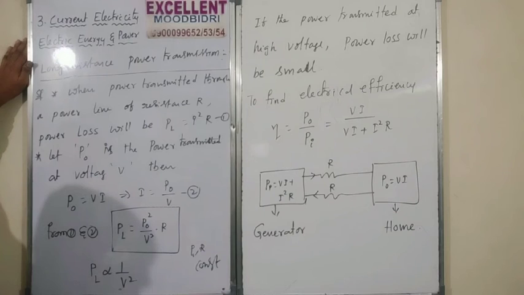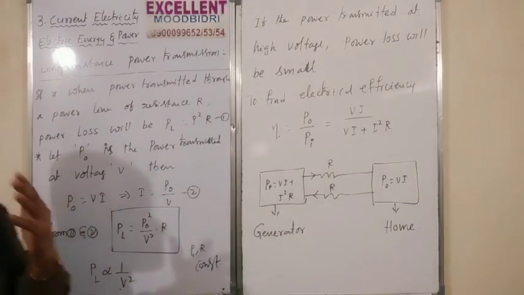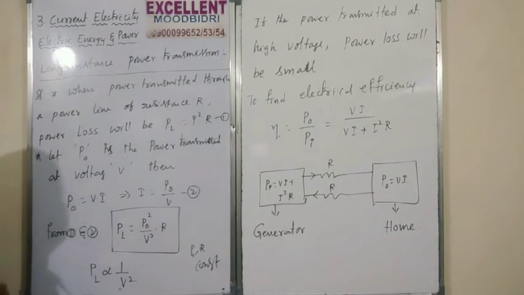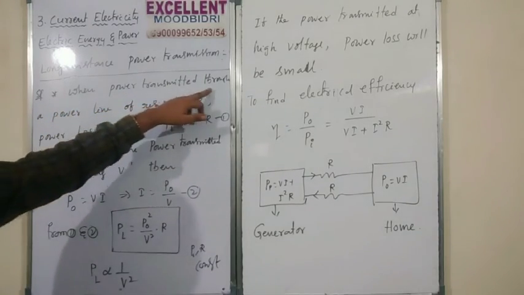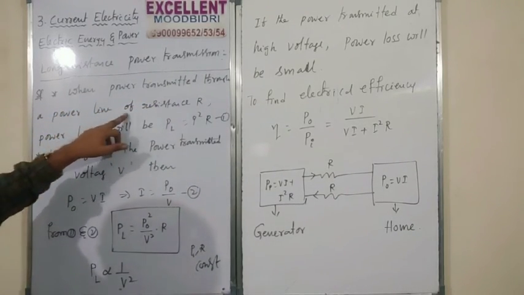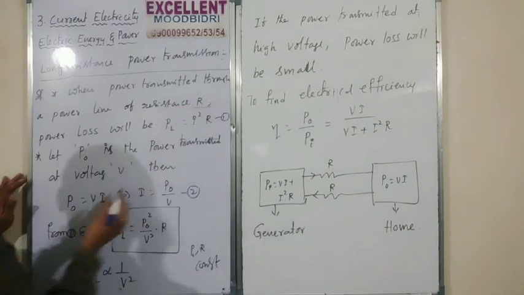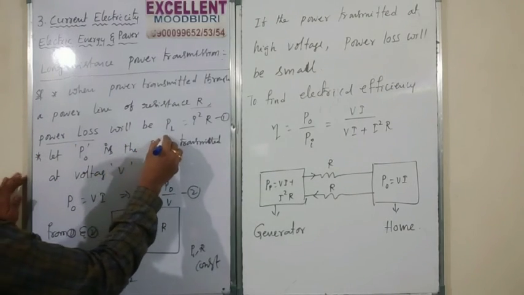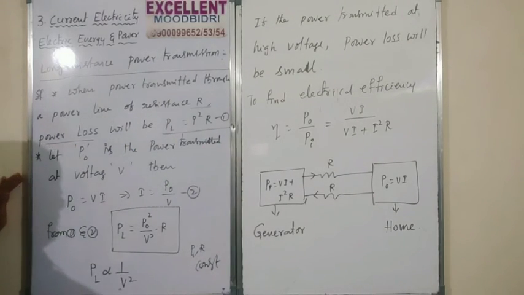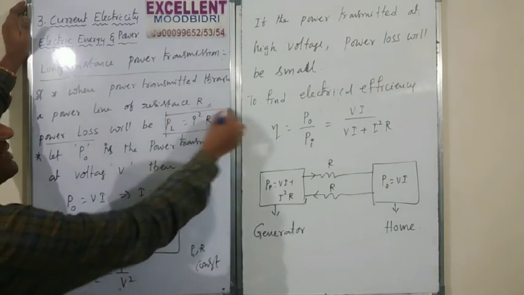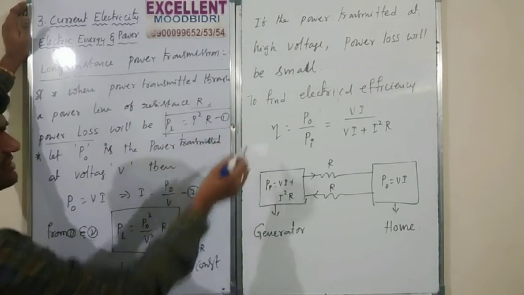In that case, what happens? Some power loss will happen. How can we control that power loss? For that purpose we use this formula. When power is transmitted through a power line of resistance R, the line resistance is capital R. The power loss PL is equal to I square into R, the power dissipated formula. So PL, the power loss, is equal to I square into R, equation number 1.